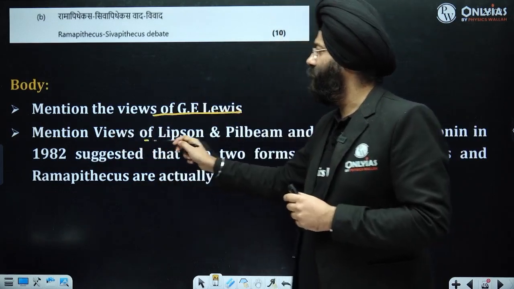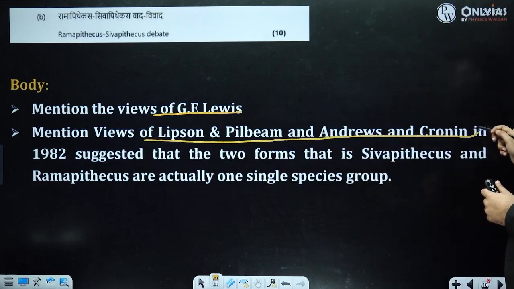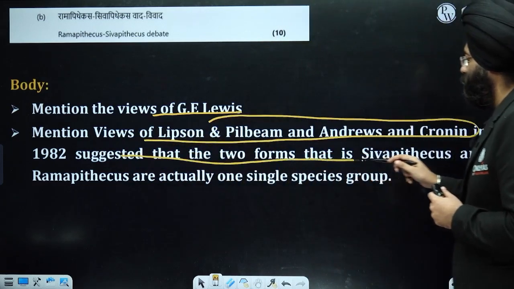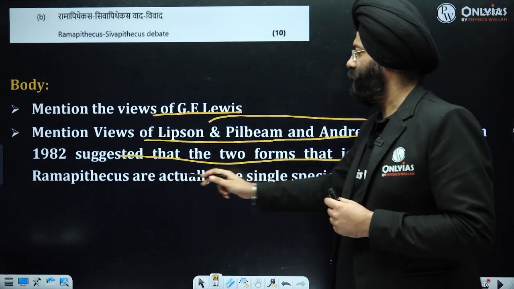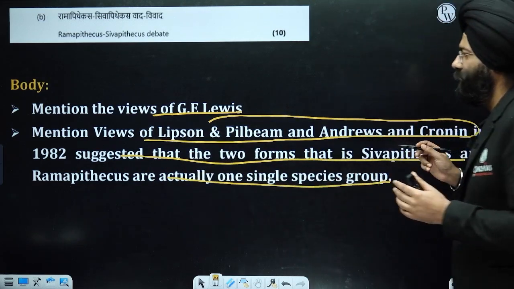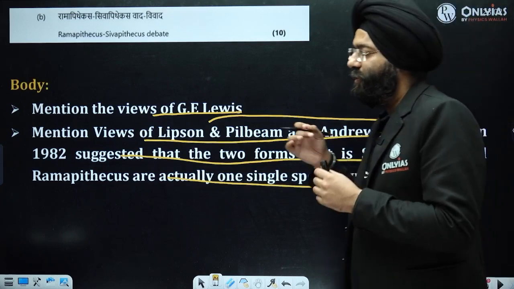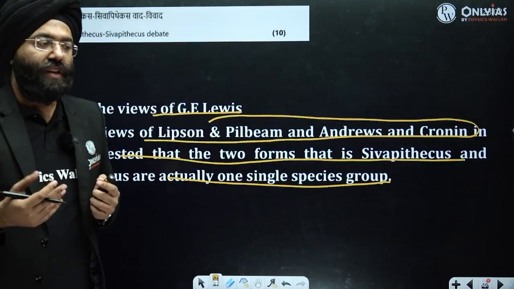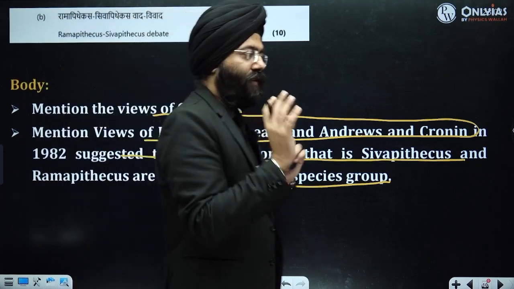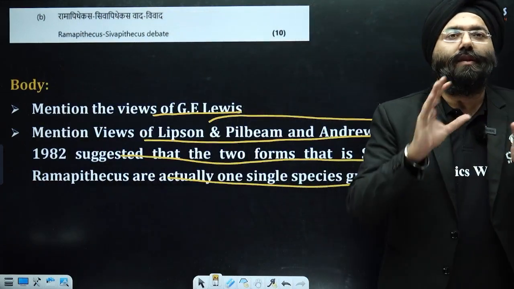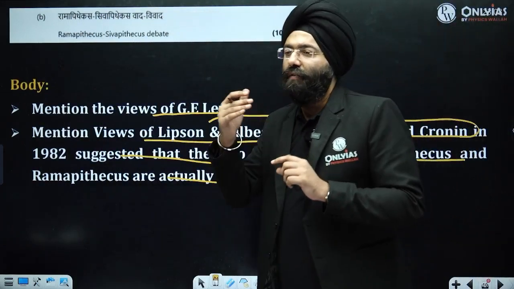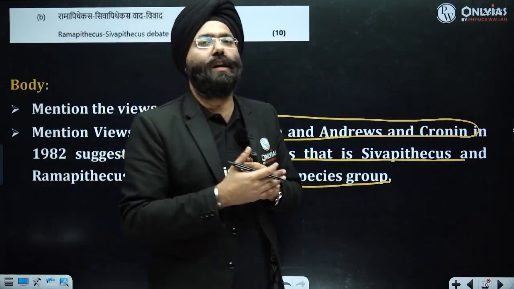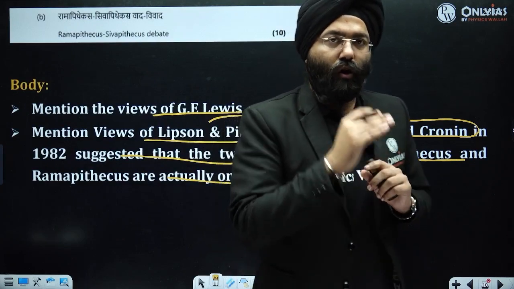Second is the view of Lipson and Pilbeam, Andrew and Croman, in 1982, who suggested that the two forms, that is Shivapithecus and Ramapithecus, are actually one single species grown up. So these are certain views after the explanation of the issue. These had to be mentioned because, see, whether they belong to a subcategory of Dryopithecus or not, whether they are separate, these are issues we very often read when we are studying Ramapithecus and Shivapithecus.